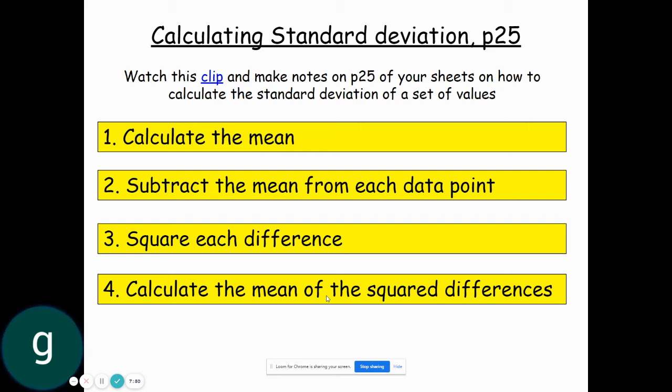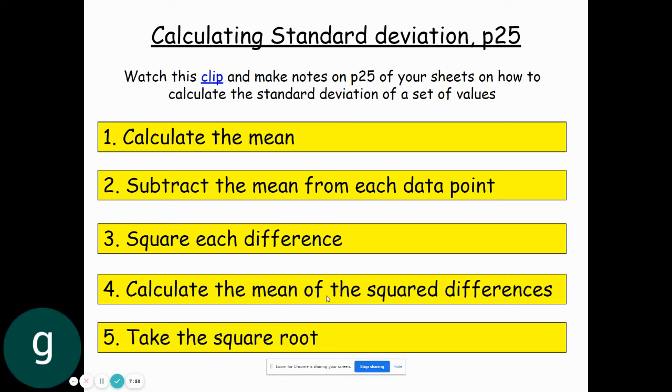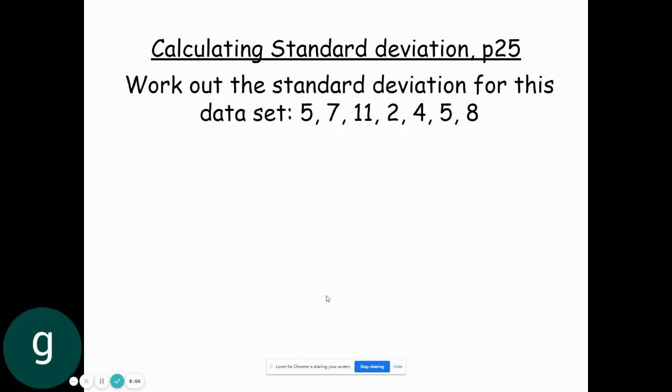So you've got your mean. For each individual data point, you subtract the mean from the data point, square that difference, and then you calculate the mean of the squared differences. Take the square root of that number, which seems like a very circuitous method to get something, and that will then be your standard deviation. So work out the standard deviation for this data set: 5, 7, 11, 2, 4, 5, and 8.